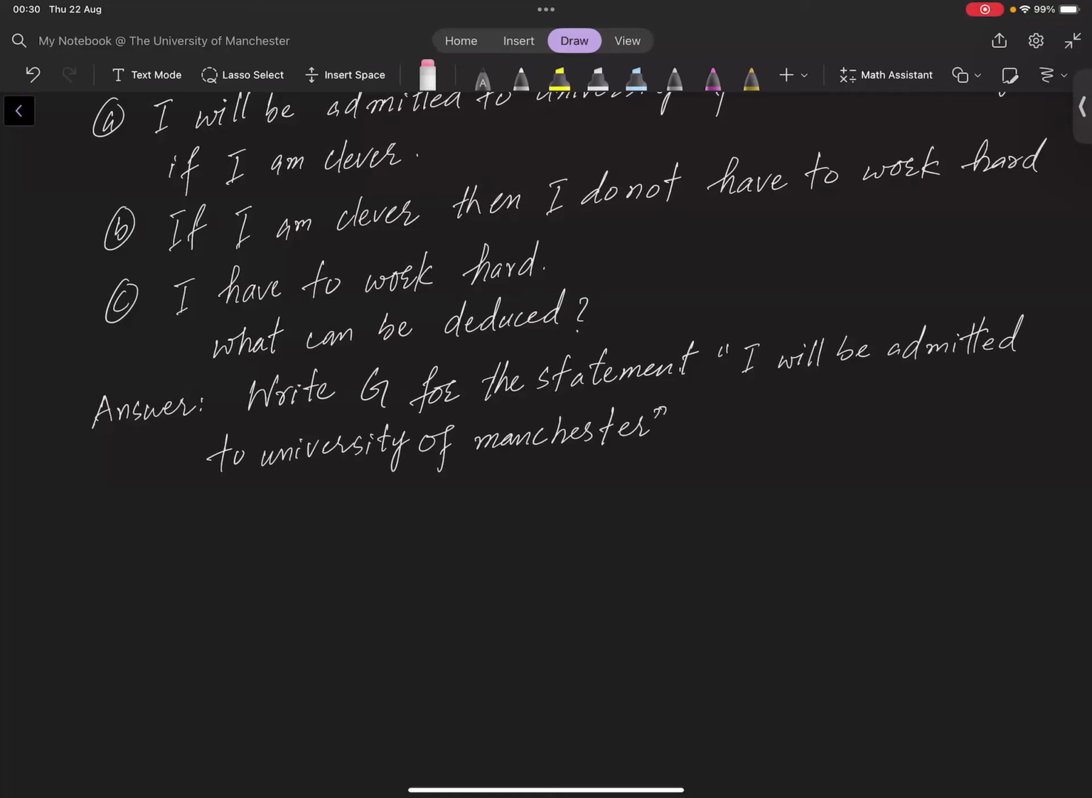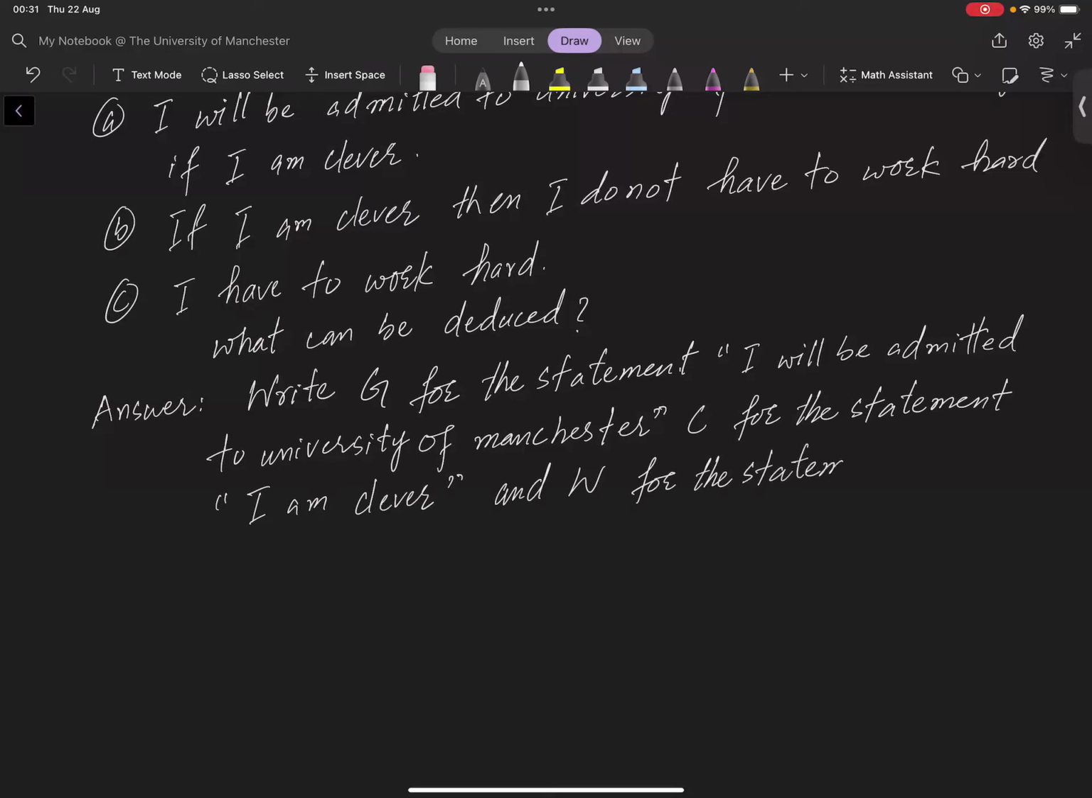Manchester, and write C for the statement that I am clever, and W for the statement I have to work hard.